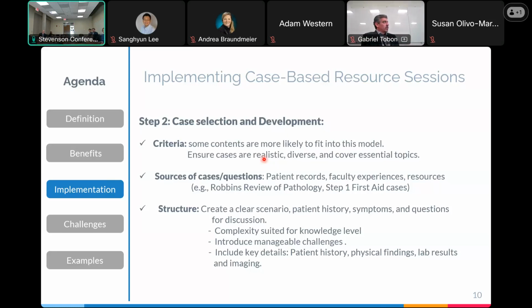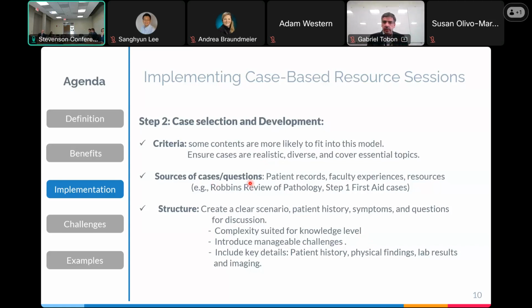You have to ensure that cases are realistic, diverse, and cover essential topics. And another important aspect is the complexity has to be according to the knowledge level. If we are covering a case of leukemia or lymphoma, it has to be a simple case. If you are covering for fellows or residents, the case can be more complicated, like a patient with refractory diseases or complications of chemotherapy. But here, we have to be sure that we are covering the knowledge level.